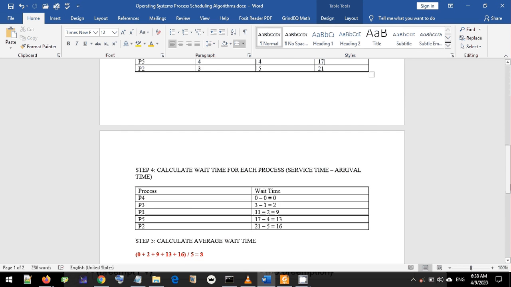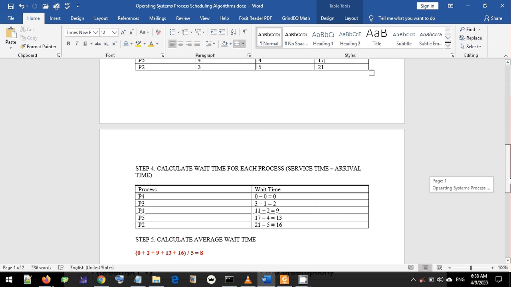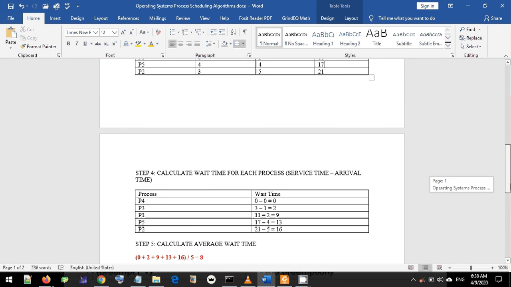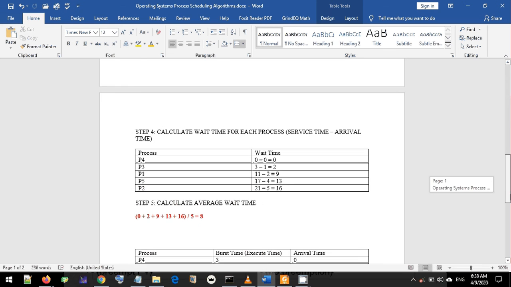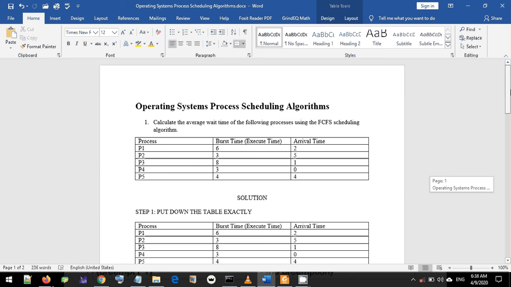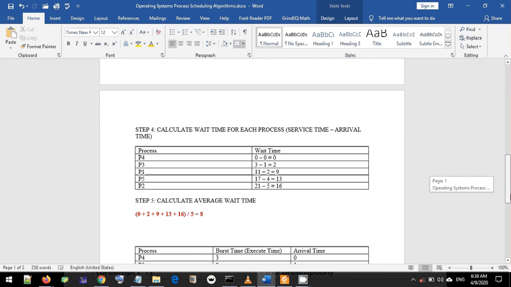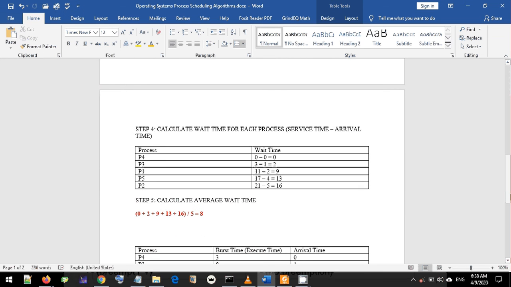Now let's calculate the wait time. The next step is to calculate the wait time, because the goal here is to get the average wait time. The question was: calculate the average wait time for the following processes. So now we have to calculate the wait time for each process, and the wait time of a process is the service time minus the arrival time. Now the service time of process 4 is 0, and process 4 arrived at the 0th time instant. So what?